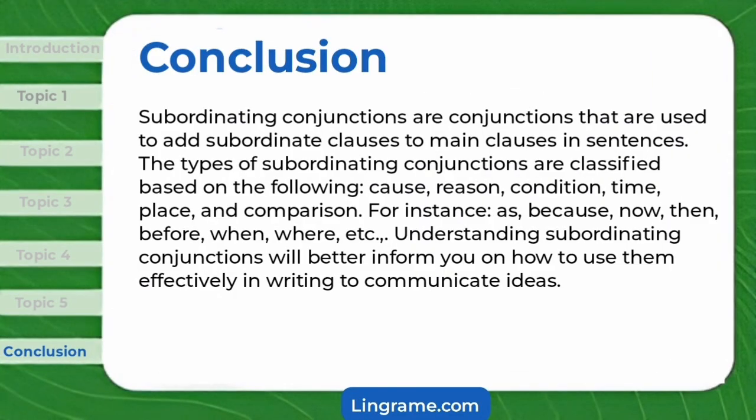Subordinating conjunctions are conjunctions that are used to add subordinate clauses to main clauses in sentences. The types of subordinating conjunctions are classified based on the following: cause, reason, condition, time, place, and comparison, for instance, as, because, now, then, before, when, where, etc. Understanding subordinating conjunctions will better inform you on how to use them effectively in writing to communicate ideas.